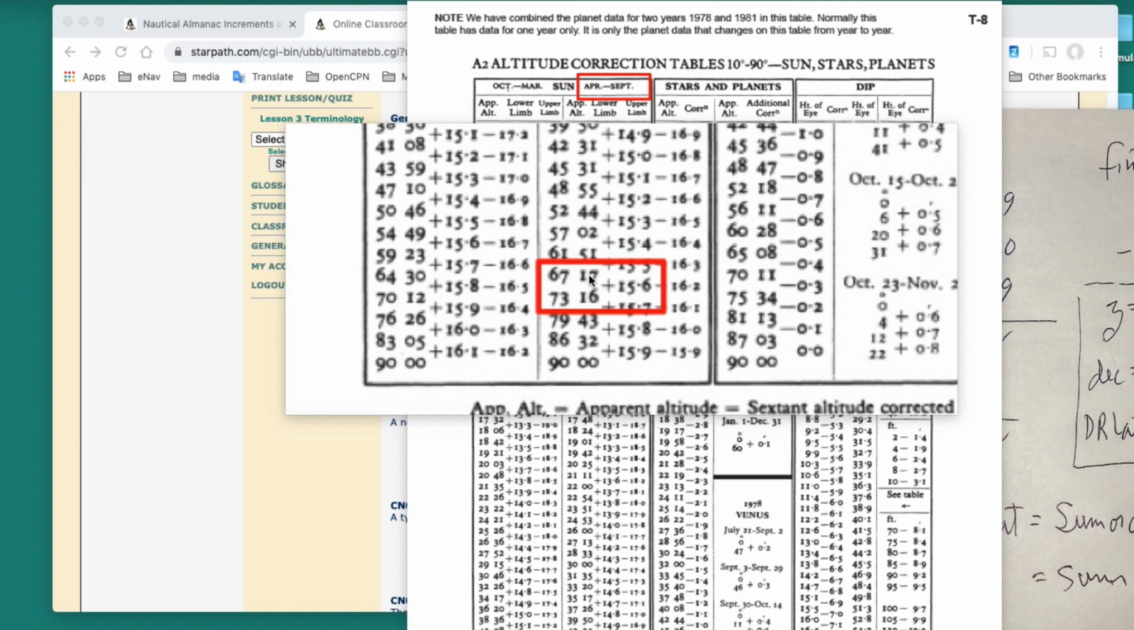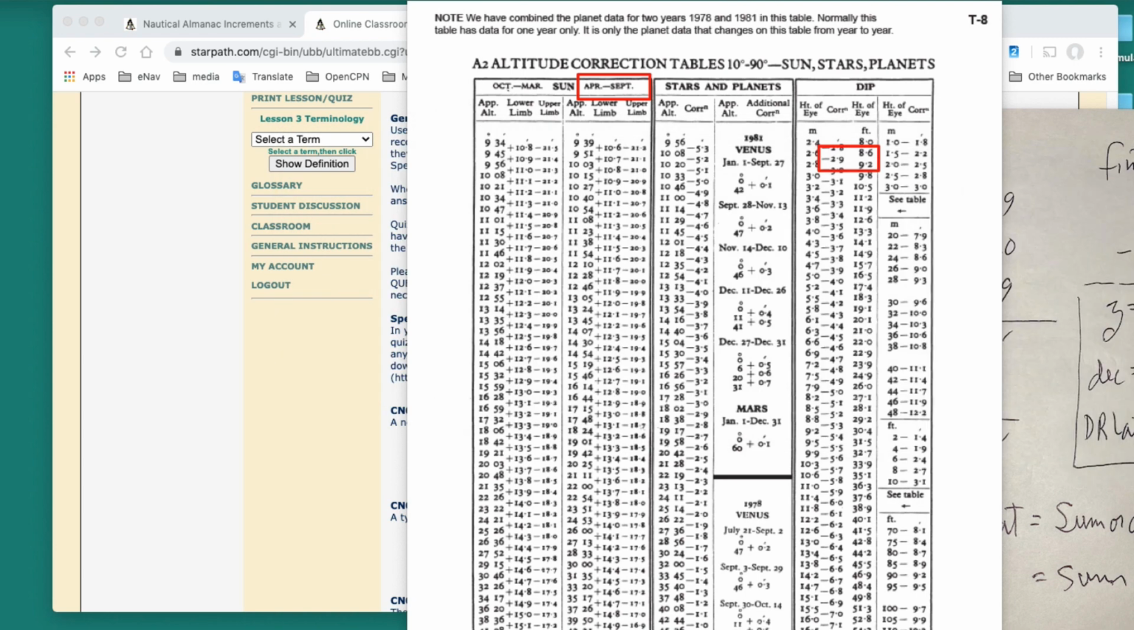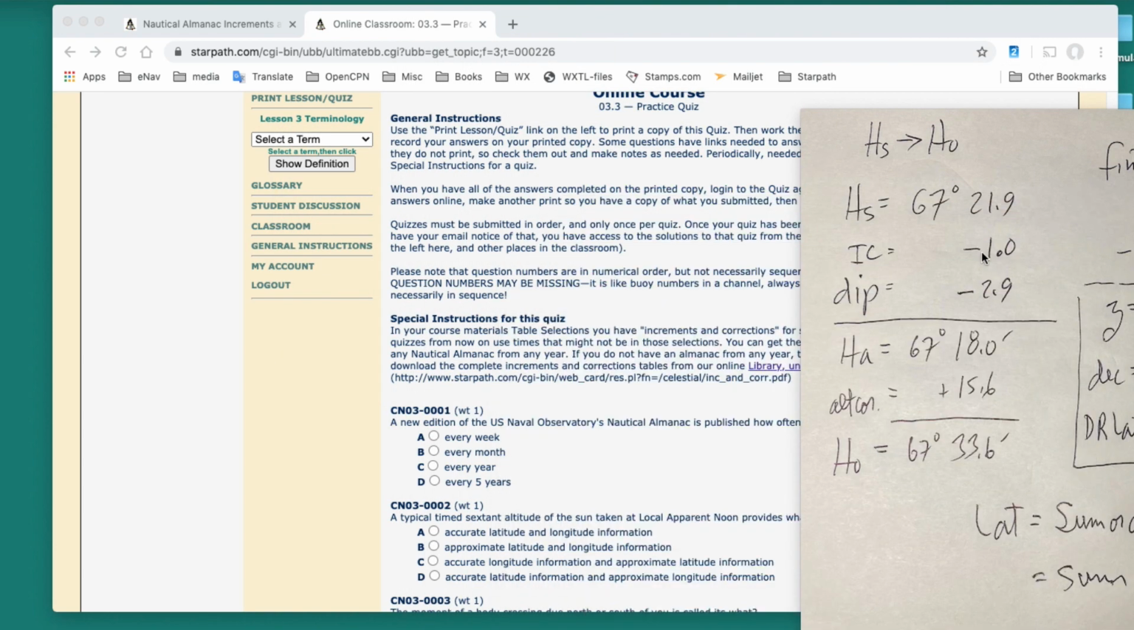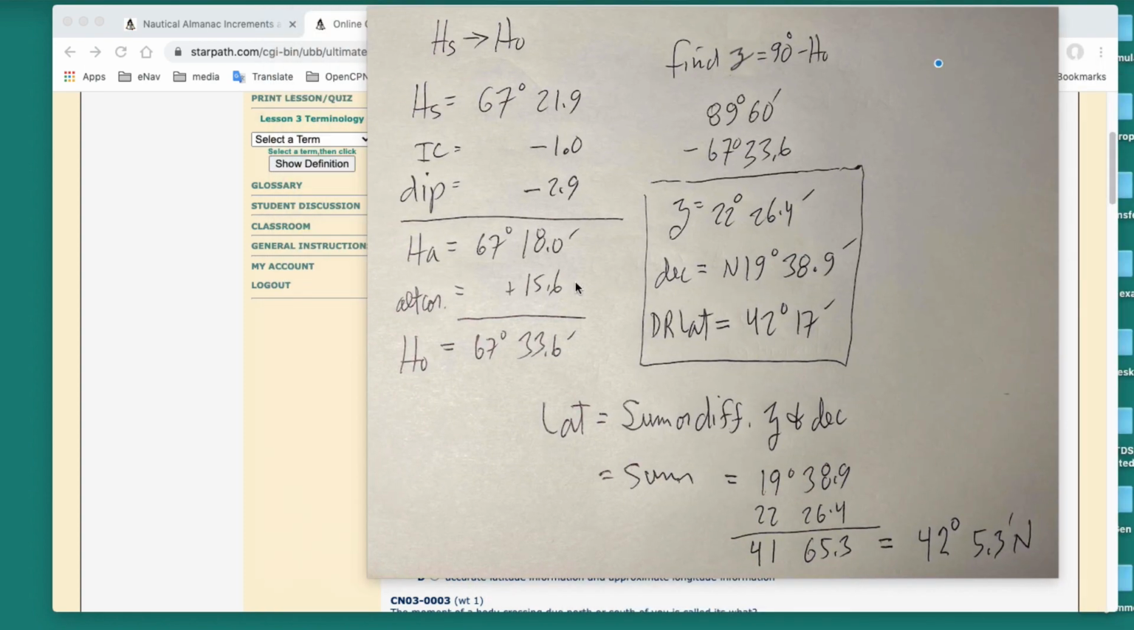So anything between 67.17 and 73.16 has an altitude correction of plus 15.6. So that's that. And so we come over here now, altitude correction plus 15.6. So we take this plus this number plus this number. There's the HO. That's corrected, all the corrections out of there. Now we find the zenith distance, 90 minus HO. We rewrite this 90 as 89 degrees 60 minutes. See, that's the same as 90, 60 minutes per 1 degree. Then we subtract this number from that, and we get the zenith distance, 22 degrees, 26.4 minutes.